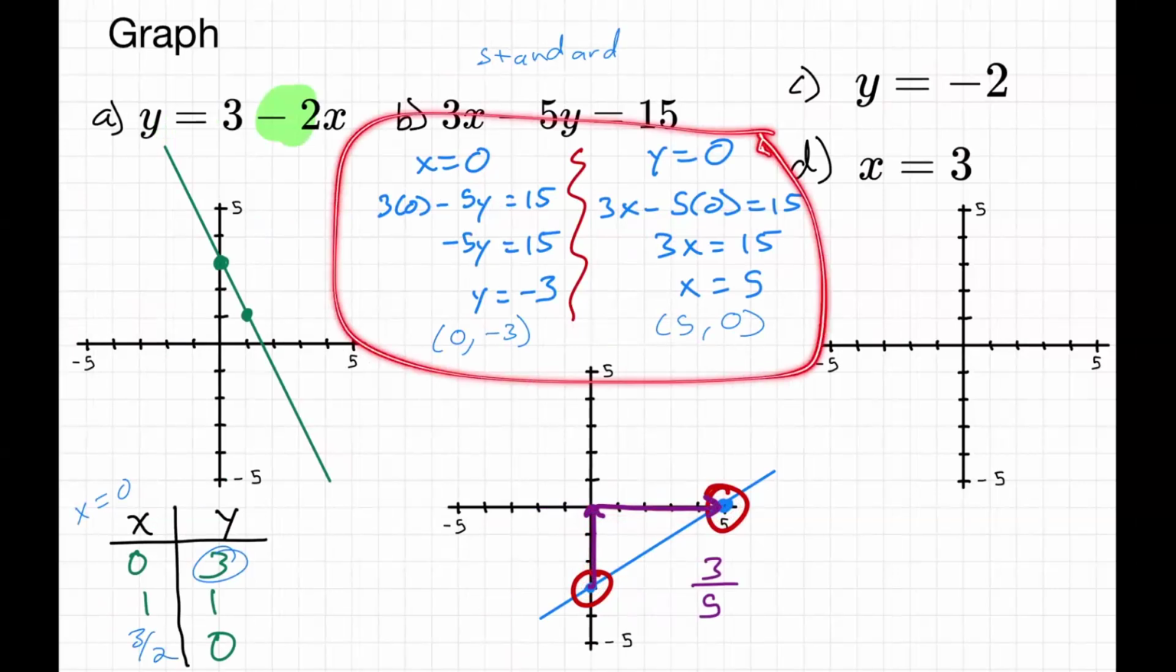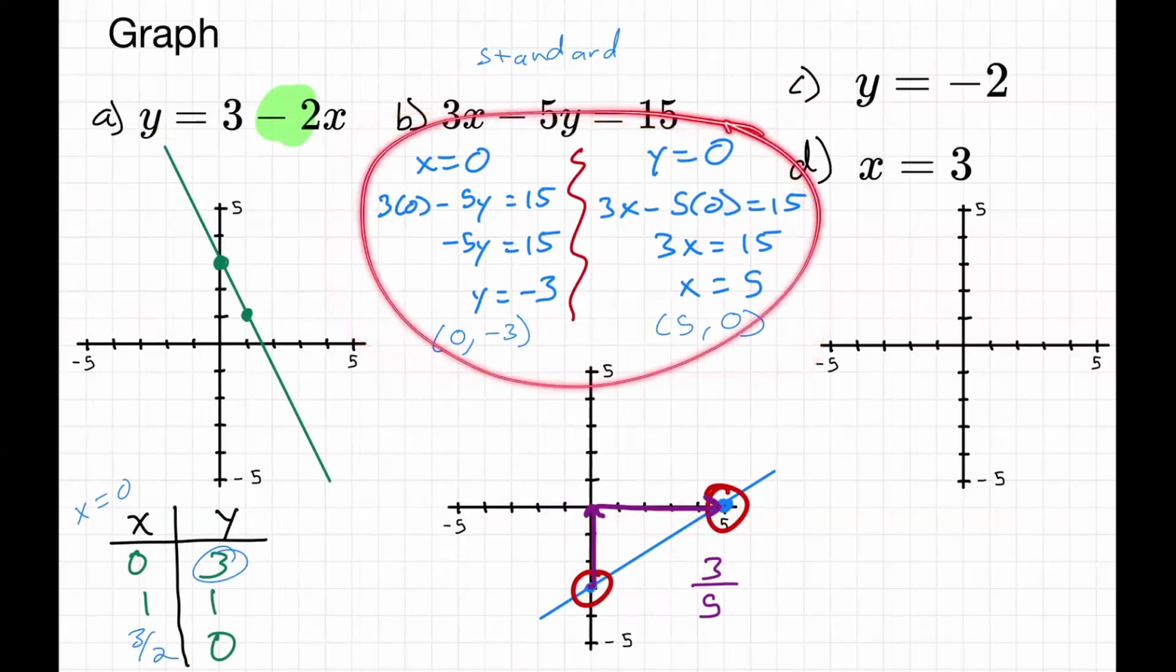Now, keep in mind, there are homework problems that are going to tell you to find the intercepts, right? And then graph it. So that's kind of where I'm encouraging you to do this approach. That's where that comes from. Okay.